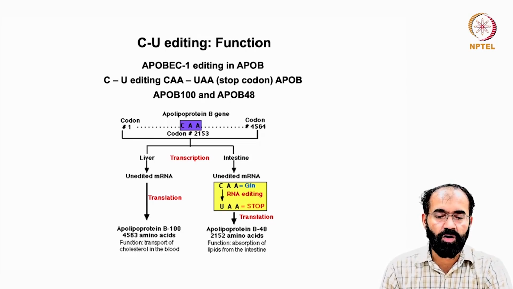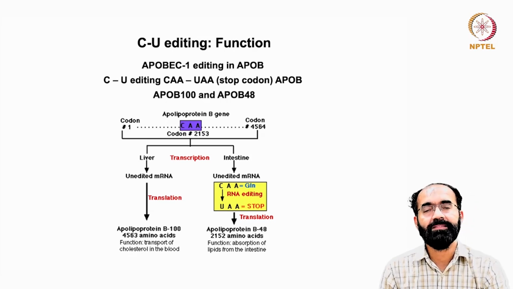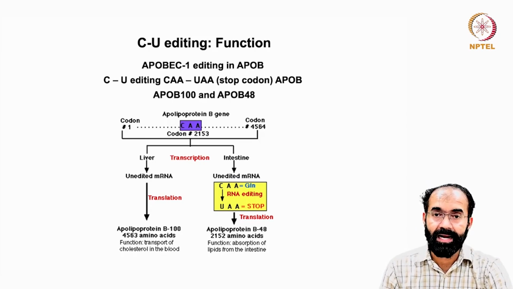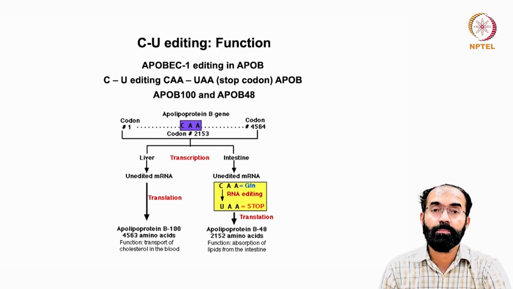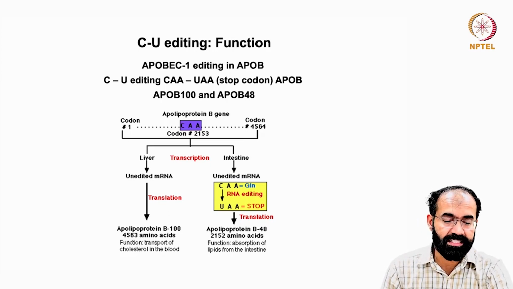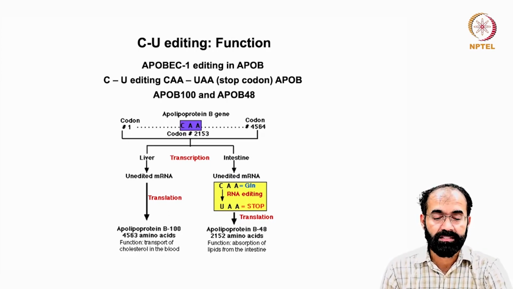Let us see the structure of the apolipoprotein B. So codon 1 to codon 4564, and you have a stop codon introduced here at 2153. Usually in liver and intestine this is how they work. In liver it is unedited and you end up getting a full-fledged protein, apolipoprotein B, which has 4563 amino acids, and it functions in the transport of cholesterol in the blood. That is a very important function in the liver.